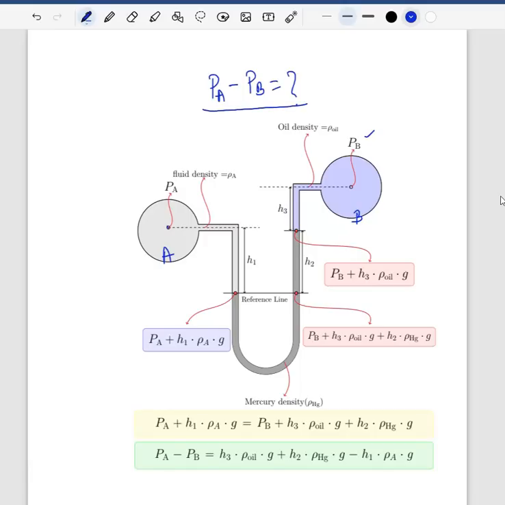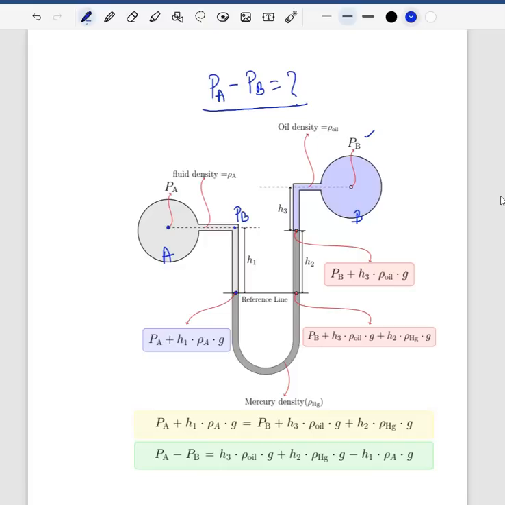Now here the pressure is PA. If you draw the reference horizontal line, here also that will be PB. Now when we go down from here to here, that height is H1, so the pressure will increase. So at this point the pressure will be PA plus H1 into rho A into g.